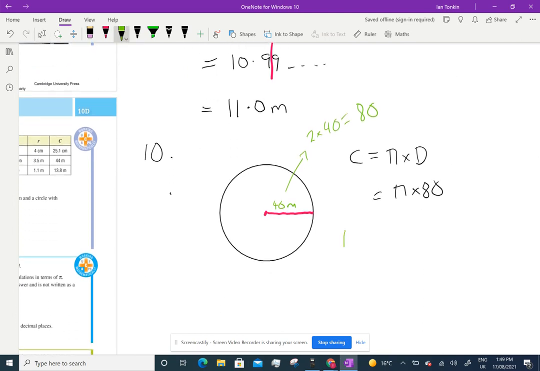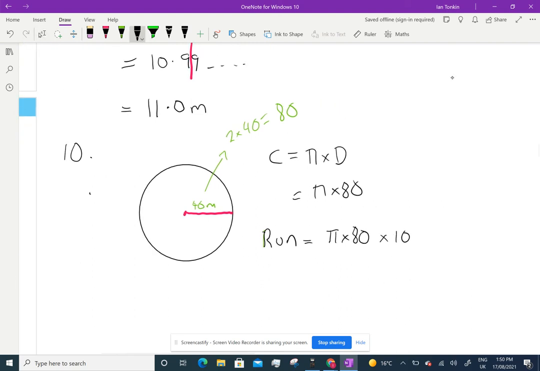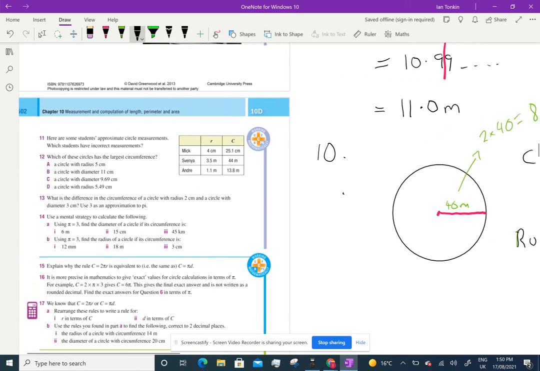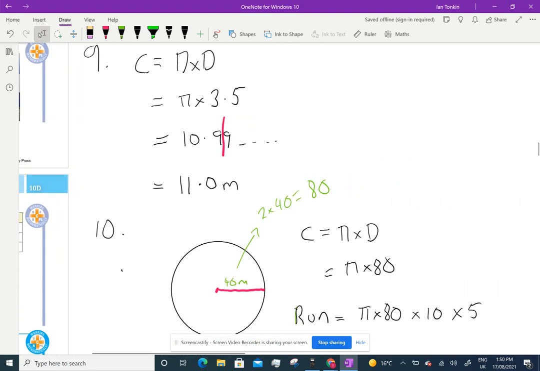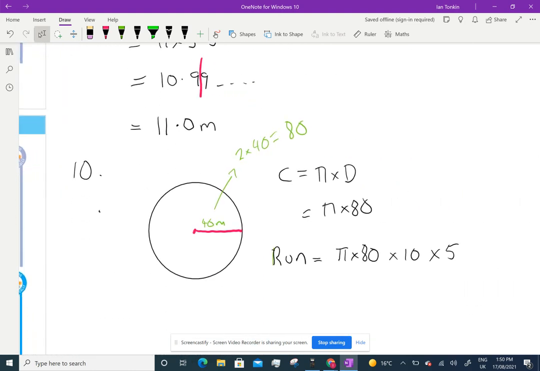So how far do they run? So they run around this track. So I've got my pi times 80. And they run around that track 10 times a day for 5 days. So I'm going to do the whole calculation in one go. So let's double check it. Runs 10 laps a day for 5 days in a week. So the circumference of the circle, pi times 80, 10 laps, times it by 10, 5 days.